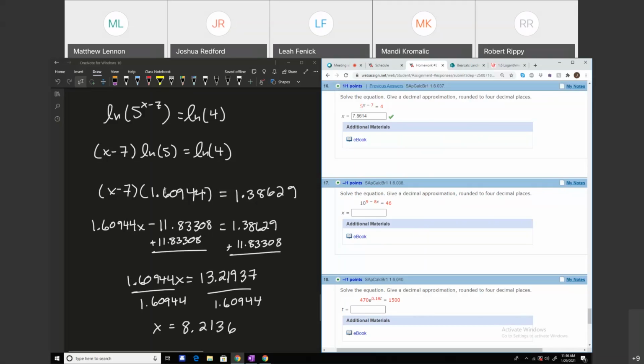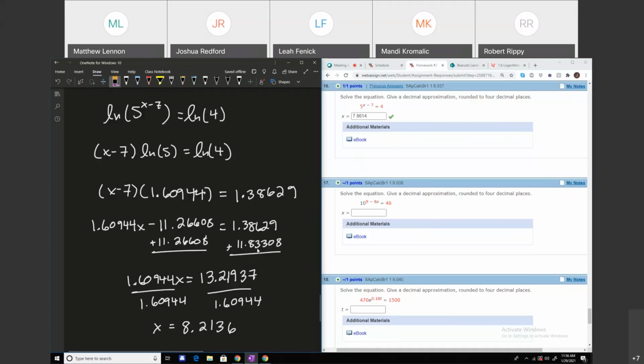So let me check 1.60944 times 7. Oh, so that's the error. Sorry, I found it. I did this number times 7 wrong. So this should be more like 11.26608.